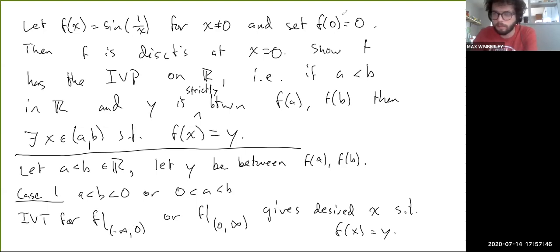Does that make sense? Hold on. Okay, yeah. Maybe instead of saying it in terms of restrictions, what you can say is the original f is continuous at every point in either of these two open intervals. So you can just use the intermediate value theorem for these cases, and everything's fine.